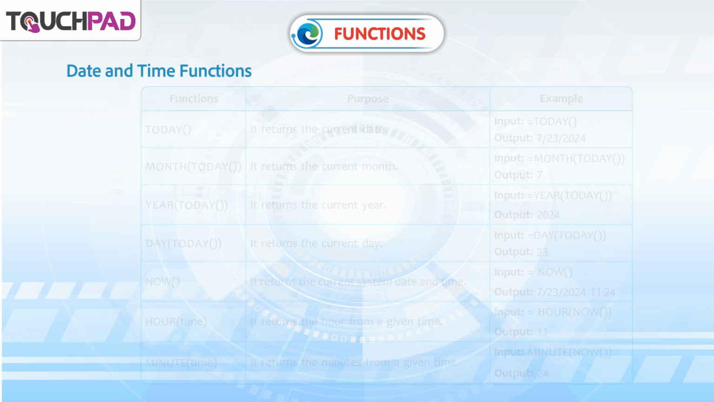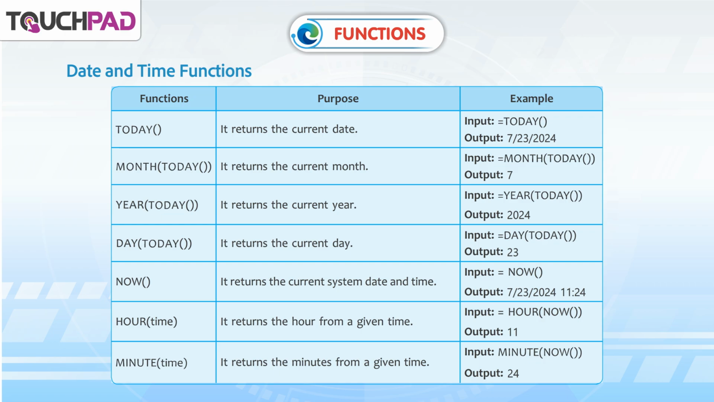Date and time functions. TODAY(). It returns the current date. Input: =TODAY(). Output: July 23rd, 2024. MONTH(TODAY()). It returns the current month. Input: =MONTH(TODAY()). Output: 7. YEAR(TODAY()). It returns the current year.